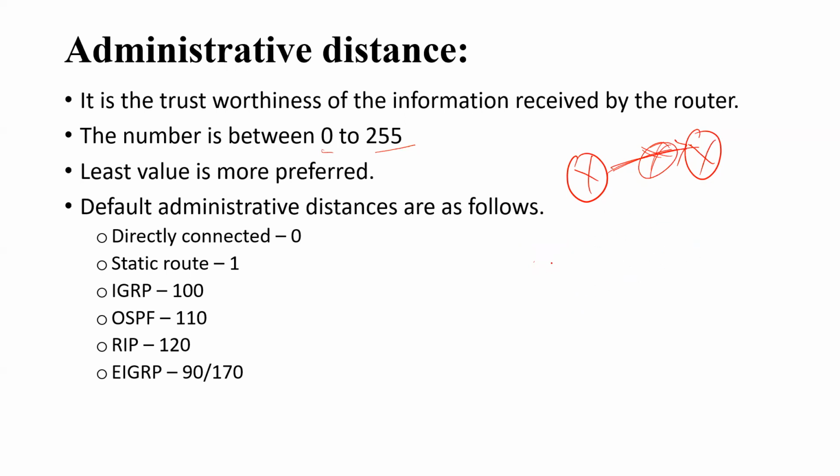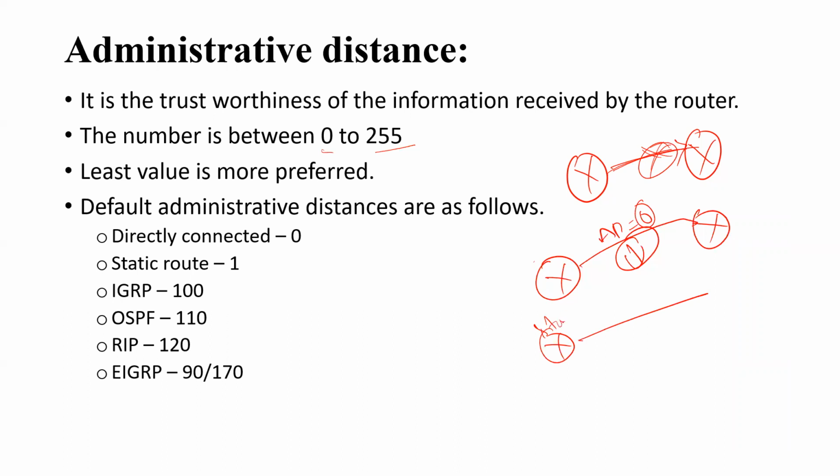Suppose you have a router and you have another router which is directly connected. Their AD value is 0, which means it is a more trusted network. Suppose there is another network for which a static route is configured. When we configure a static route for the subnet, the AD value is 1. So we have 0 for a directly connected network, and 1 for a network with a static route in place.